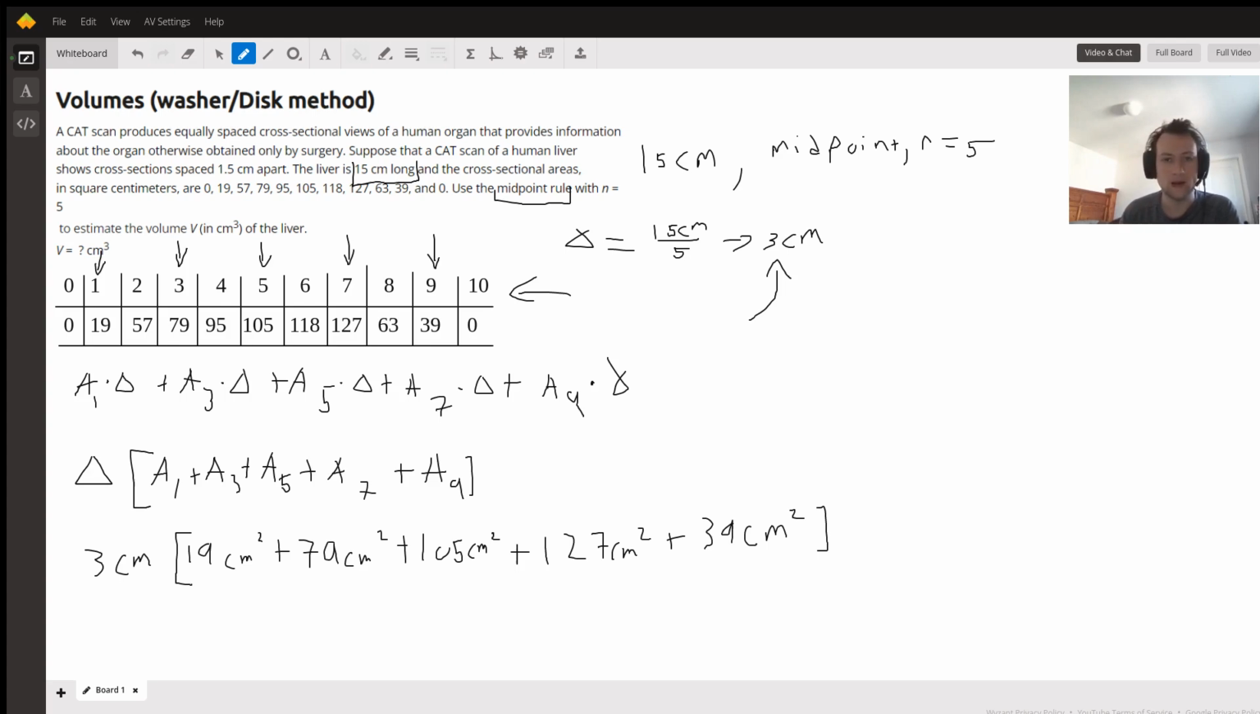My advice with questions like these is to take it out of the big paragraph. Any words here like the CAT scan, organs, human liver, all of that is just detracting from what the question is asking you. It's giving you a set of data. It's giving you use the midpoint rule. It's giving you n is equal to 5.